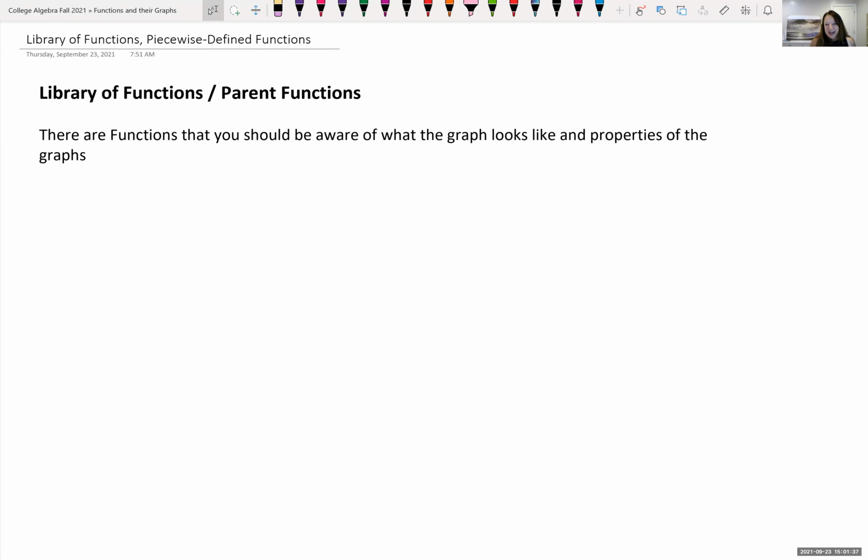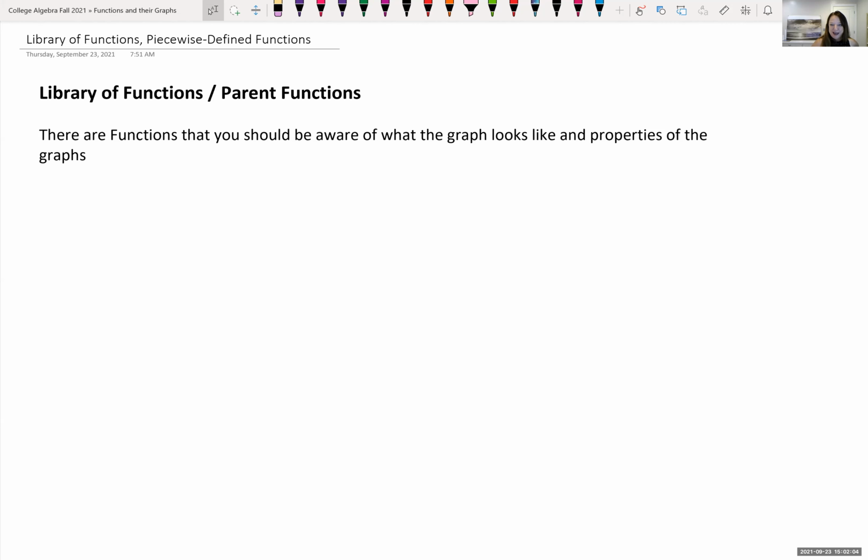We are looking at graphing functions, and in this chapter, we're looking at functions that you need to be aware of and what the shapes look like. This will be a library of functions. Sometimes you'll hear this called the parent function. We're going to be getting into transformations of graphs in the next section, and it's helpful to know what these parent functions look like.